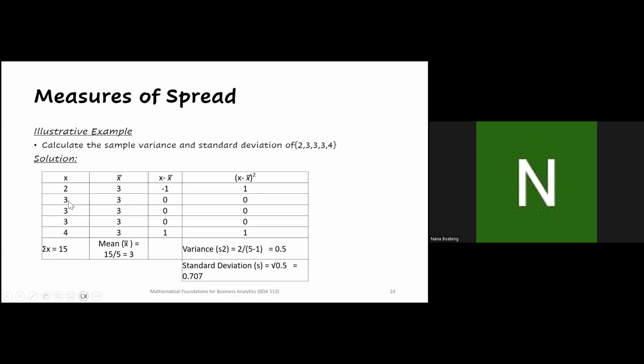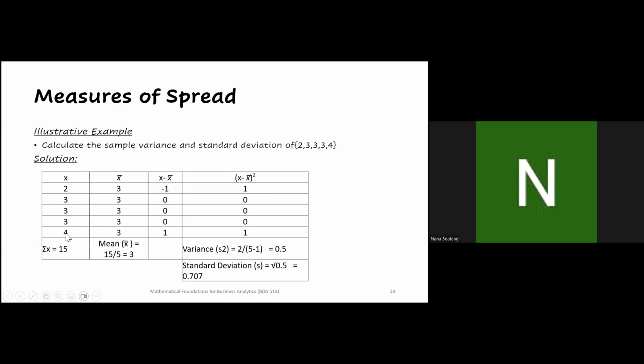Our data point is 3. Our mean is 3. Therefore, the difference is 0. When you do a square of that, it also gives you 0. Our third data point is 3. Our mean is 3. Difference 0. Square difference also 0.